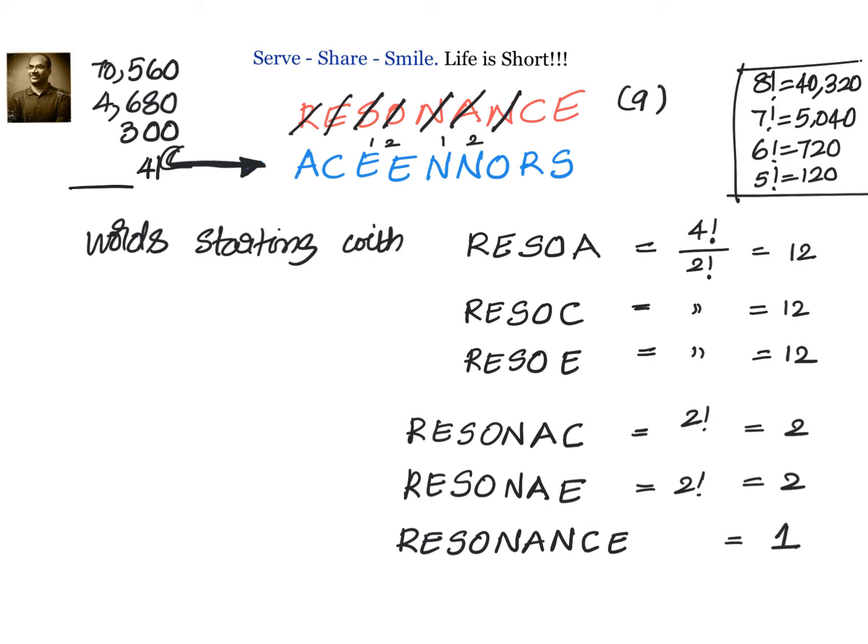Now let's add all this, that should give us the rank of the word RESONANCE. So let's add them: 560, 1240, 540, 581. So 1581, 74 plus 1, 75. So the rank of the word RESONANCE is 75,581.